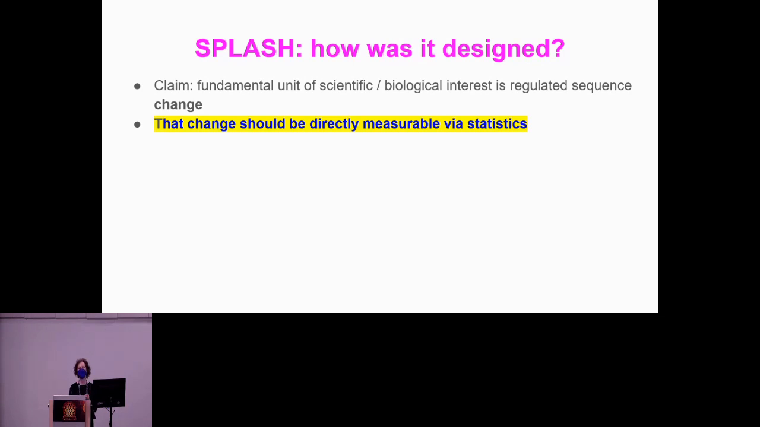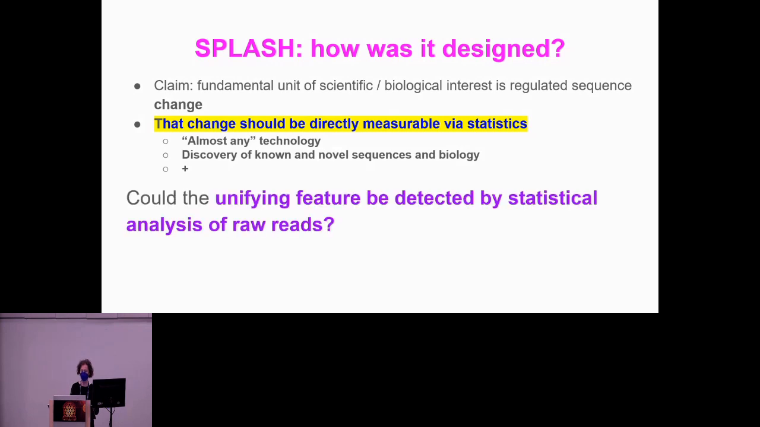And we don't need to know anything about the biological origin or any ontology at all, actually. So no reference genome, nothing about what a gene is. So we're going to try to detect these signals through statistics, and it works, as I will not have time to tell you, in many different technologies, okay? It should also be able to discover known and novel sequences. So this is what SPLASH is.